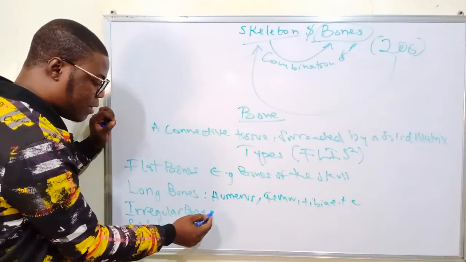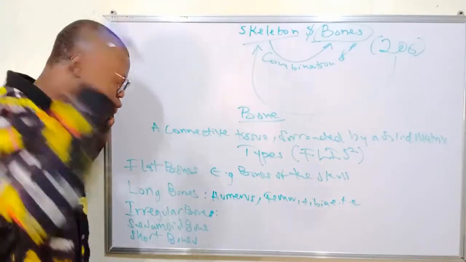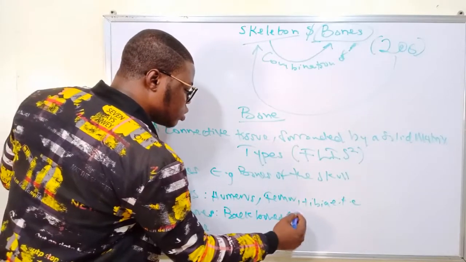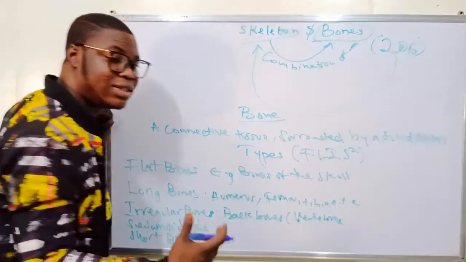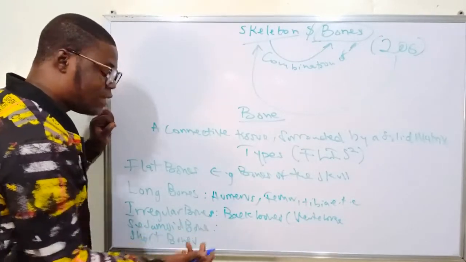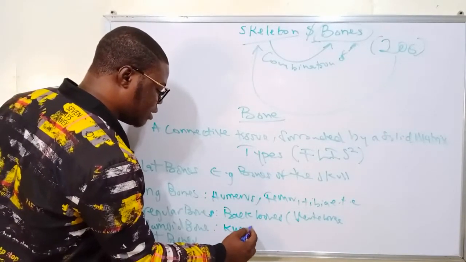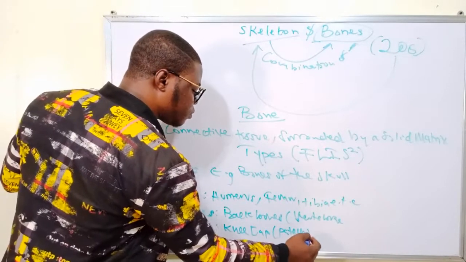The next one are the irregular bones. Talking about the irregular bones, they are the bones of the backbone, the vertebra. They are called the vertebra. They are irregular in shape and size. And then talking about the sesamoid bones, they are bones that develop from capsules or tendons. An example is the kneecap, called the patella.